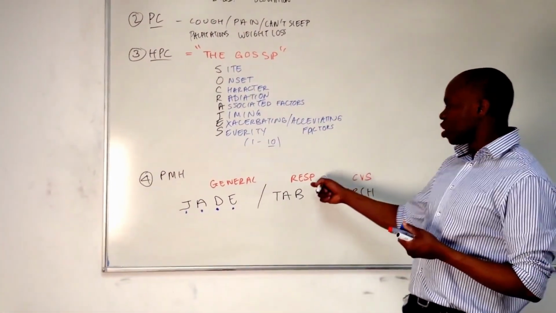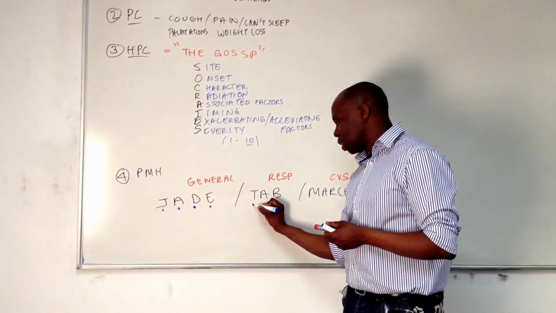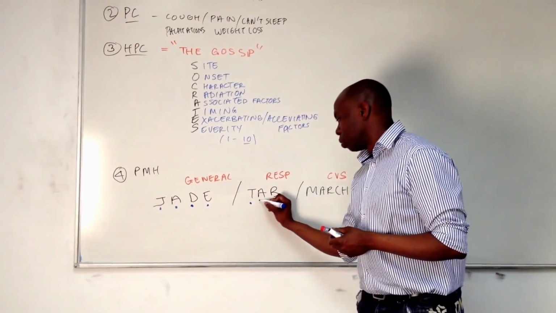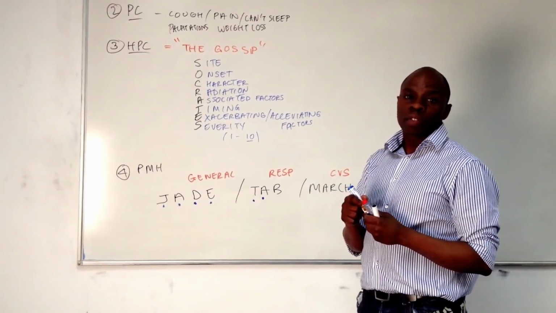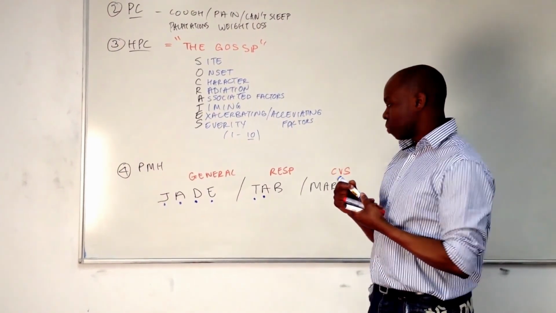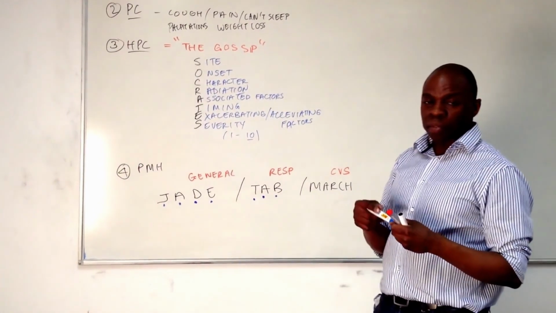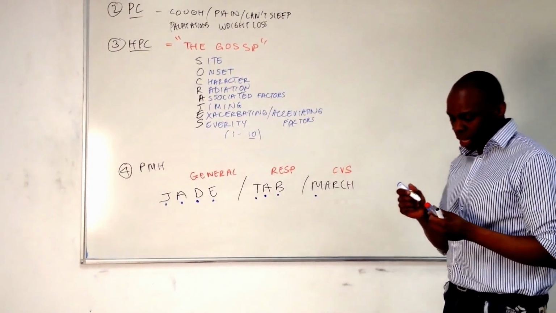Then we move on to your respiratory conditions. T is for TB. Have you ever suffered from TB before? Or do you suffer from TB? A, asthma. Have you ever suffered from asthma before, or do you suffer from asthma at the moment? B, bronchitis. Have you ever suffered from bronchitis before? M, we'll move on to cardiovascular now.